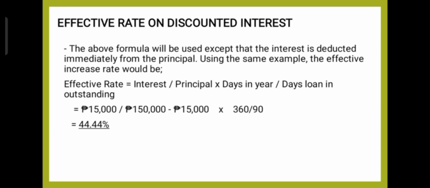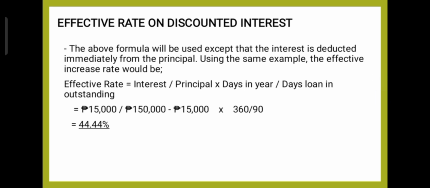So, may mali pala dito kasi that effective rate is equals to interest over principal minus interest. So, correction lang yun. Then, it is equal to 15,000 pesos, which is the interest, over 150,000 pesos minus 15,000 pesos, multiplied by 360 over 90. Which is the answer is 44.44%.